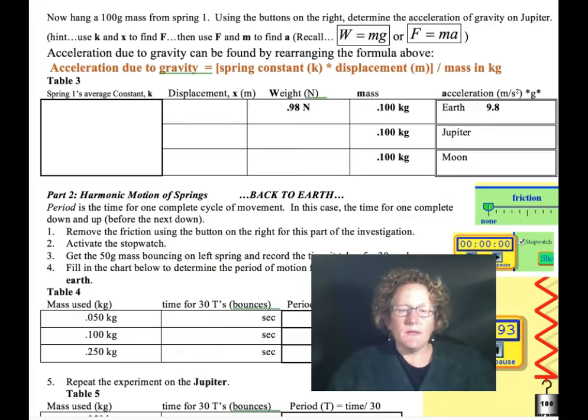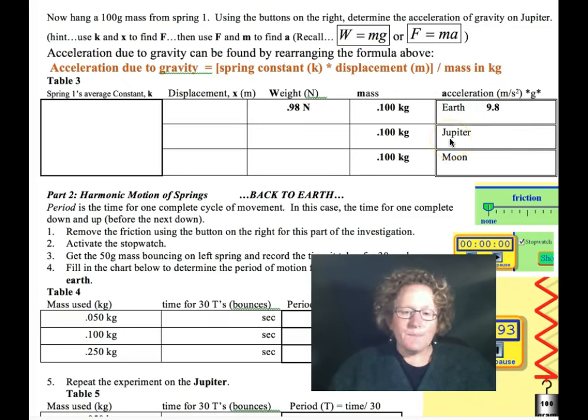So now our task is to use Hooke's law, or a rearrangement of Hooke's law, to determine the acceleration due to gravity on other planets. We're going to have to use the other planets part of the simulation, and I'll show you that in just a moment. We know that force equals mass times acceleration from our previous studies in this class. And another way to say that is weight here on Earth, which is a force, is the mass times the acceleration due to gravity. Here on Earth, we know the acceleration due to gravity is 9.8 meters per second squared.